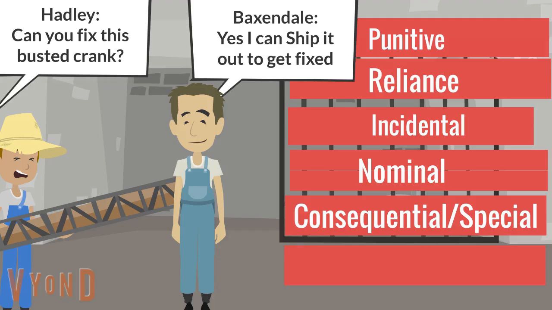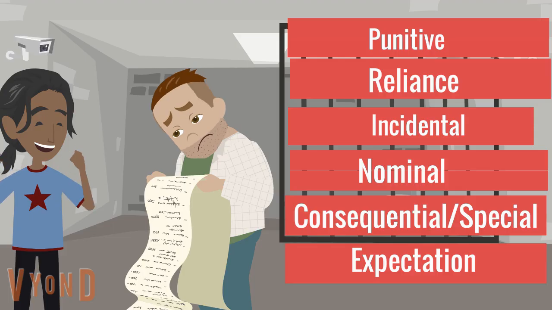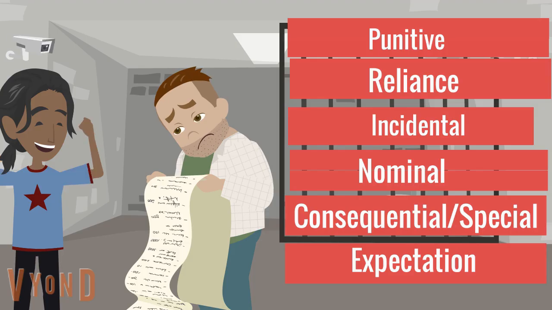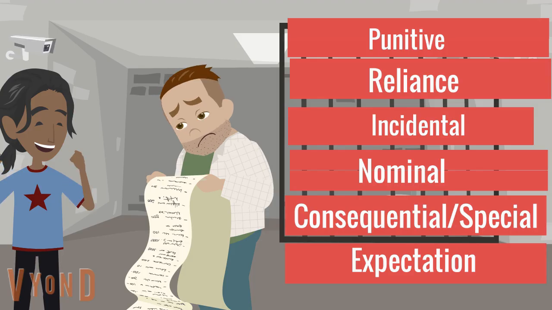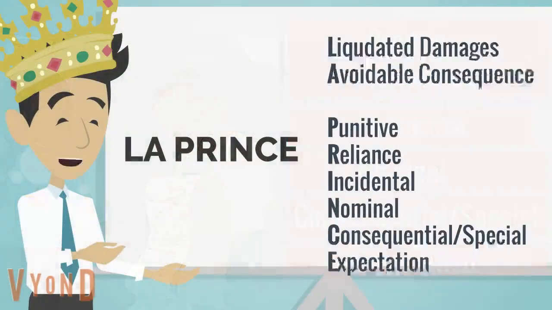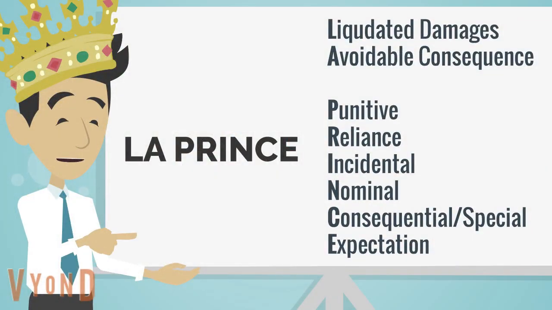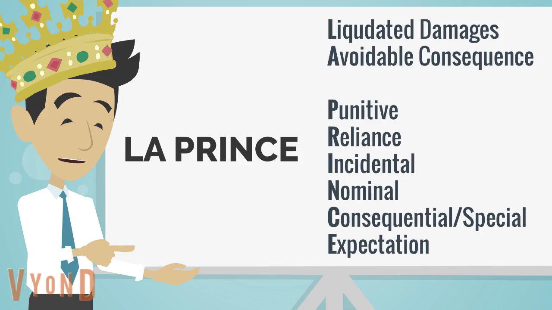Finally, we have expectation damages, which are also referred to as the benefit of the bargain. This award will enable the non-breaching party to pay for the contract services elsewhere. For example, if the contract is for 100 widgets and the breaching party only delivers 90 widgets, the cost to obtain the additional 10 widgets will be subtracted from the payment for the 90 widgets. You may wonder why we presented damages in this order, but it's because we can use a memory device to recall each one. Our mnemonic is LA Prince.